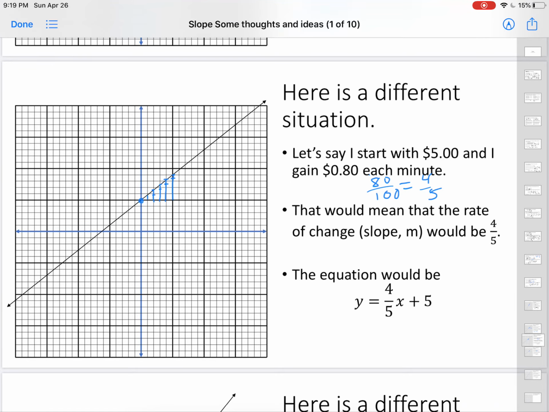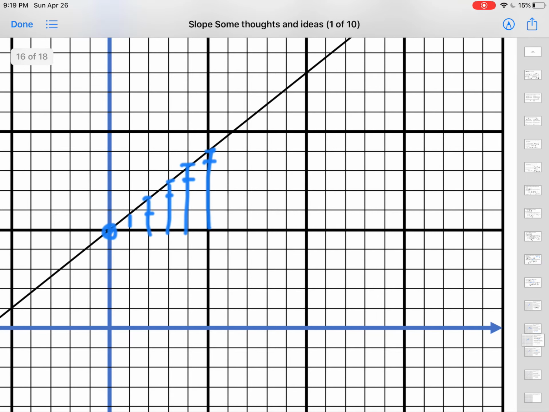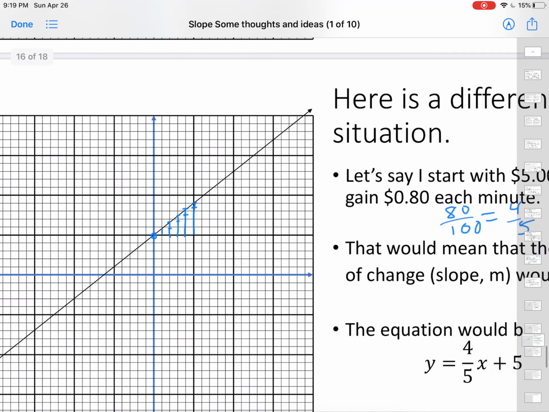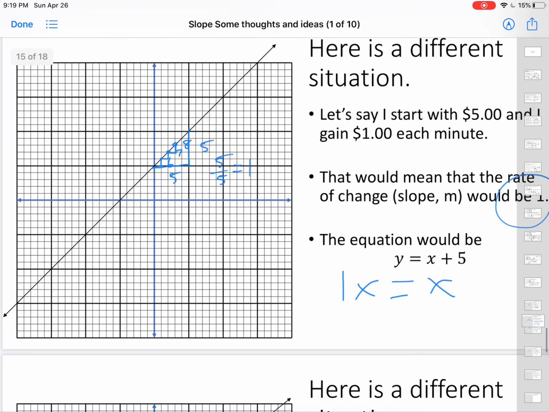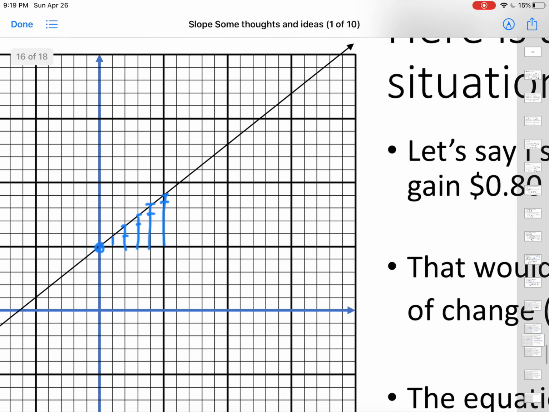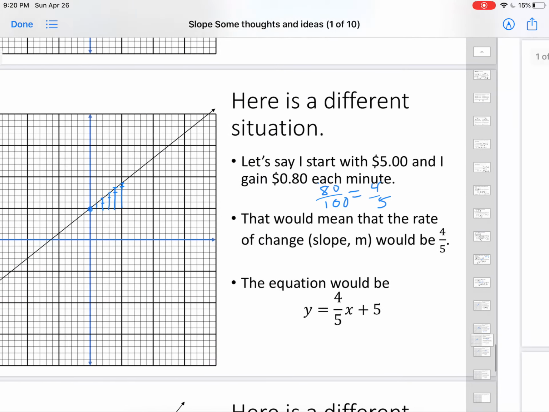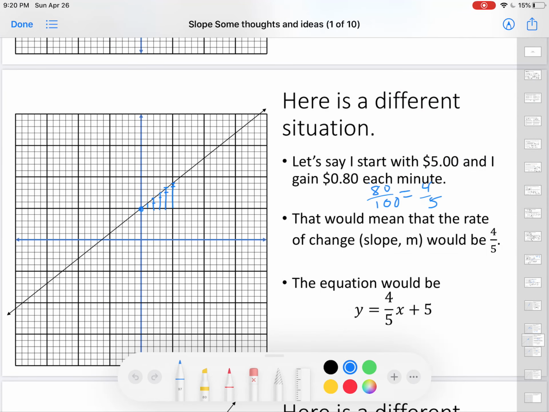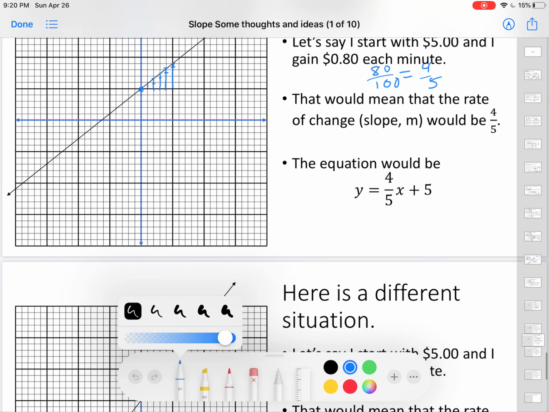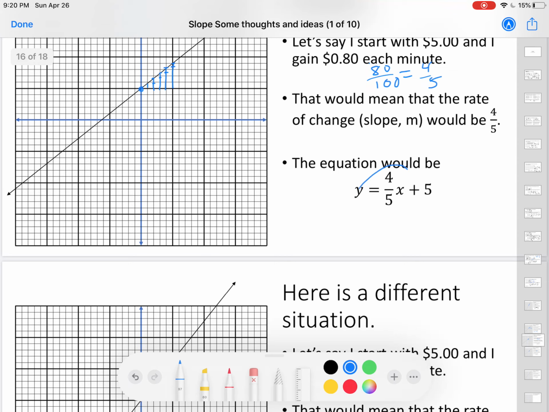Notice, 4/5 is less than $1. This goes up less than 1 per each one. When it was 1, it went up 1. 4/5 is less than 1. It has to go up less than it goes to the right. If your slope is less than 1, then it has to go up less than it goes to the right. Up less, right more.